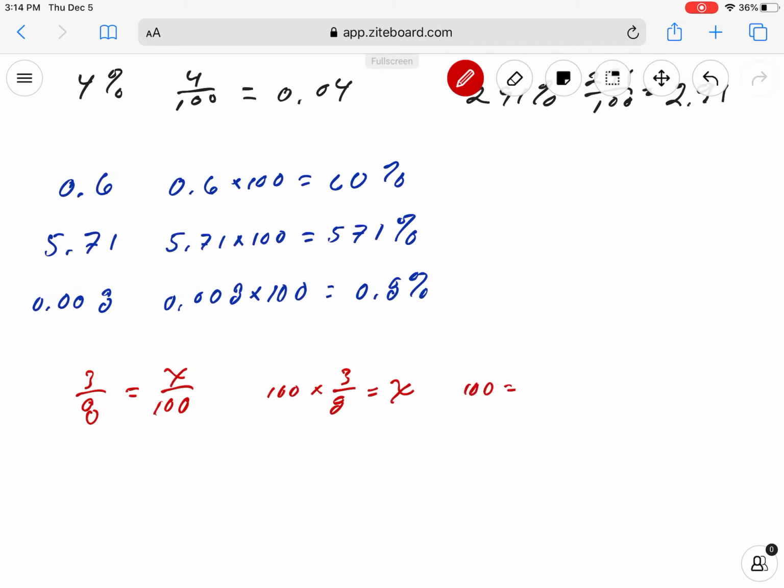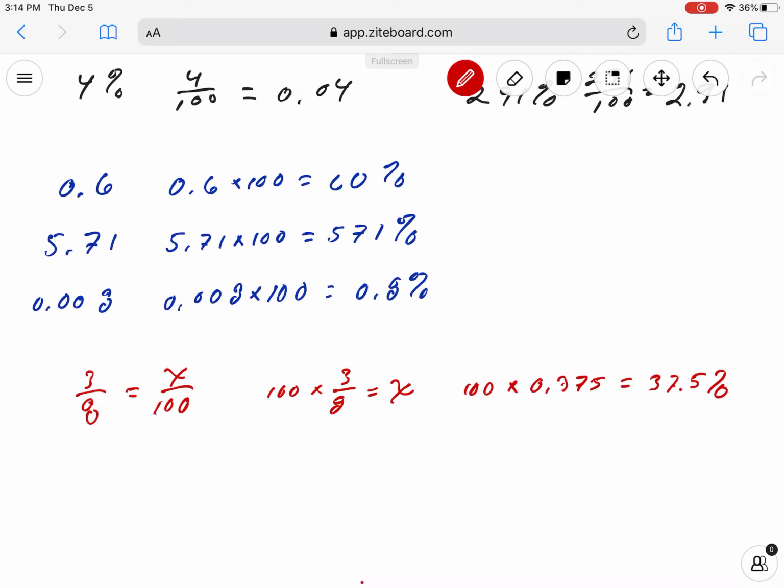3 divided by 8 is 0.375, times 100. So now I'm just doing what I did up here in the blue, multiplying the decimal by 100, and then that gives me 37.5%. So basically we just take the fraction, convert it to a decimal by doing the division, and multiply by 100. The proportion just reminds us to do that.